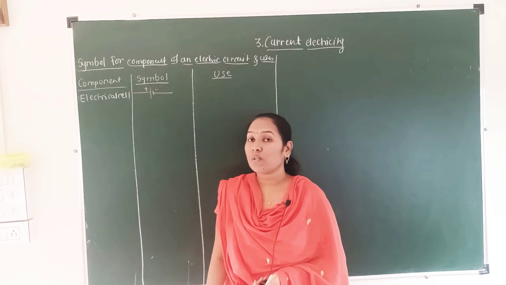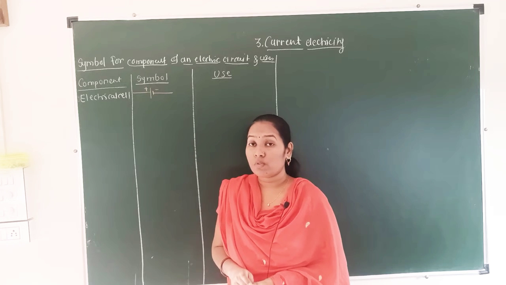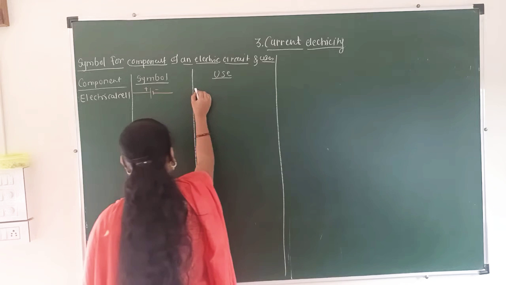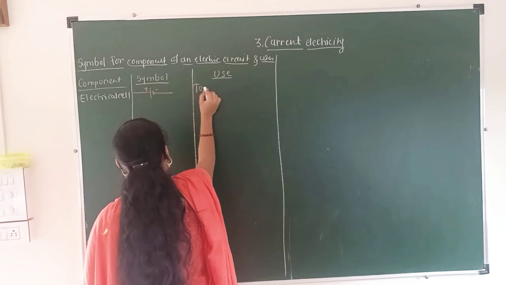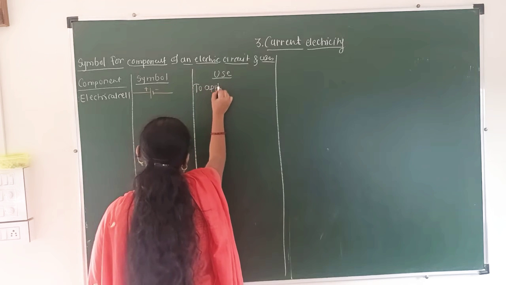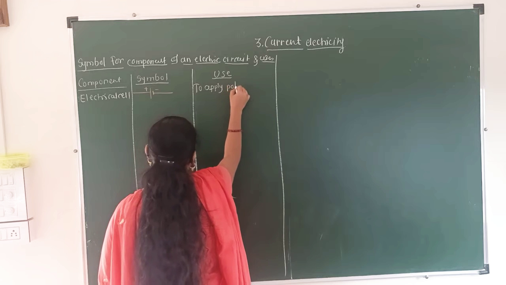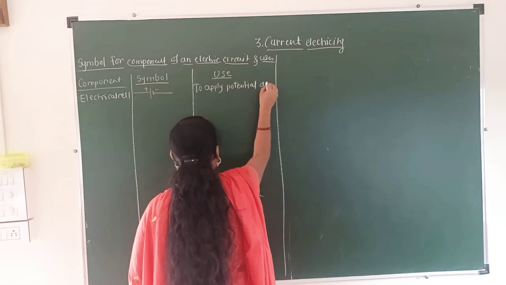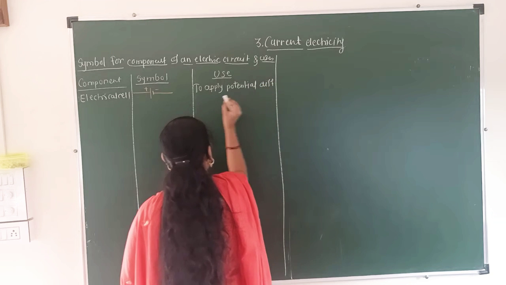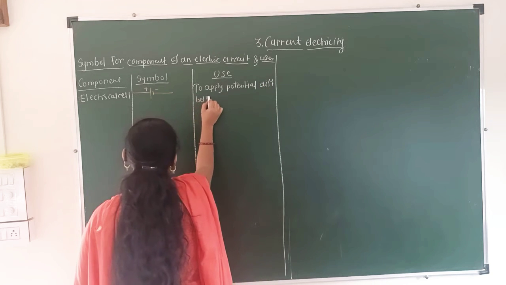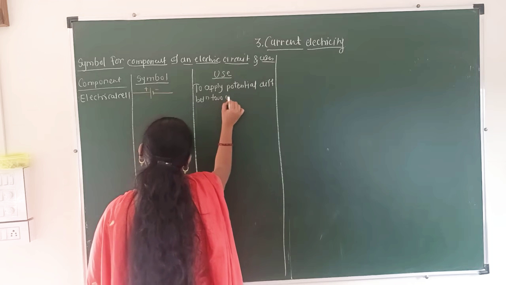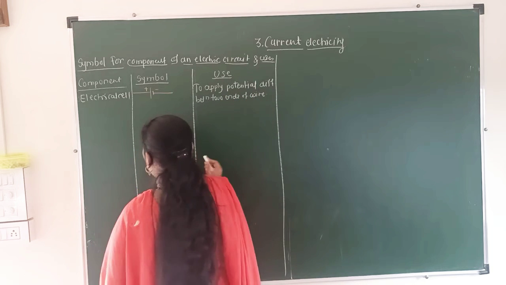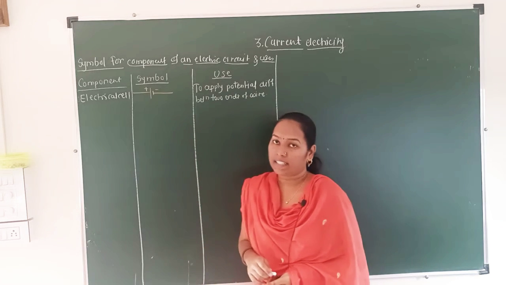And what is the use of the electric cell? The use of the electric cell is to apply potential difference between the two ends of the wire, of the conductor. Okay, this is the use of the electric cell.